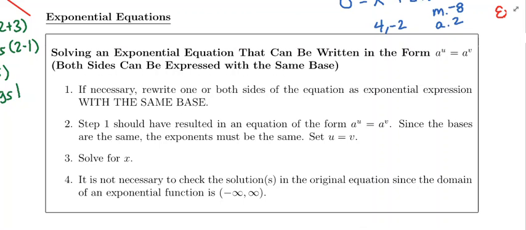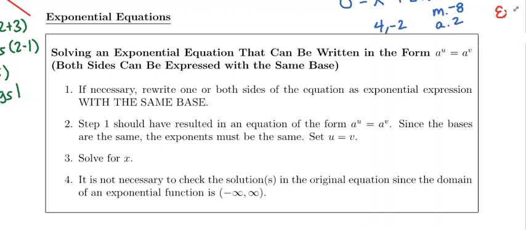Remember that. Step 1 should have resulted in an equation of the form a to the u power is equal to a to the v power. Since the bases are the same, and bases in terms of exponential functions means the thing that you're raising to the power, the only way a to the u can equal a to the v is if u is equal to v. So you need to set the exponents equal to each other. That gets rid of the exponential piece, and then in step 3, you're able to solve for the variable x.